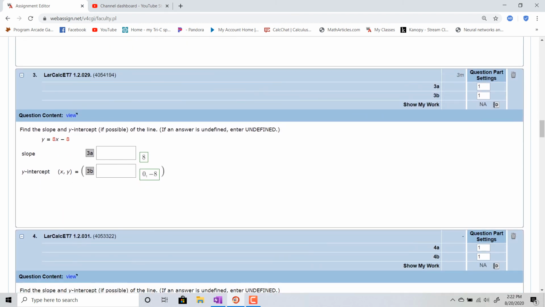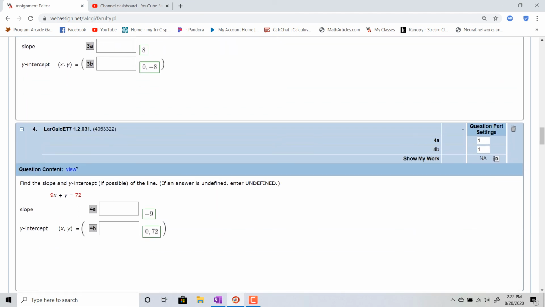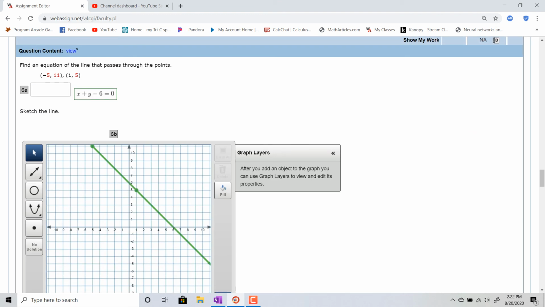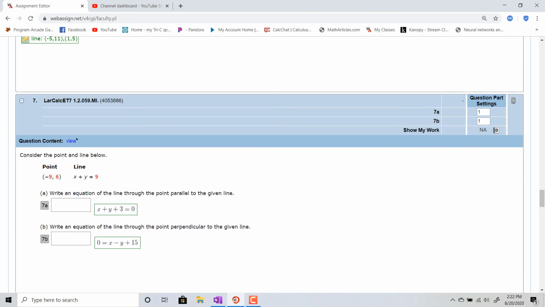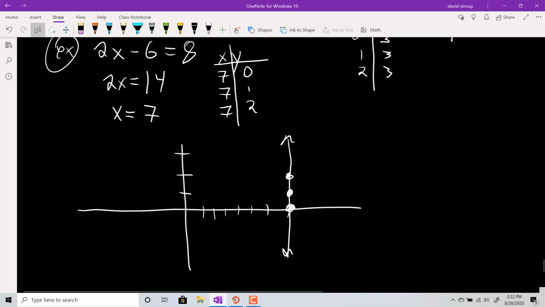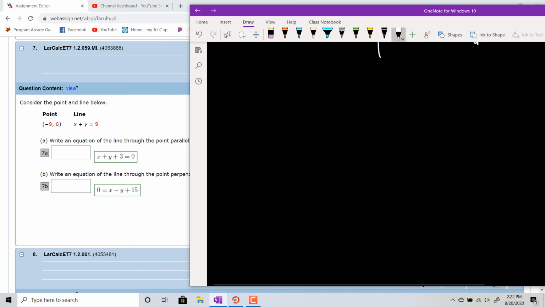Okay. What else? And the slope is 8. The intercept is 0, -8. Okay, so we can handle that. Graph the line. Write an equation through the point. Okay, perpendicular and parallel stuff. So maybe we should do that real quick. Get this guy over here, and their point is -9, 6.